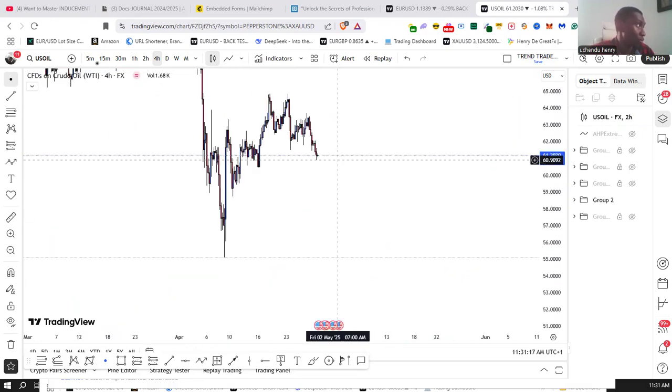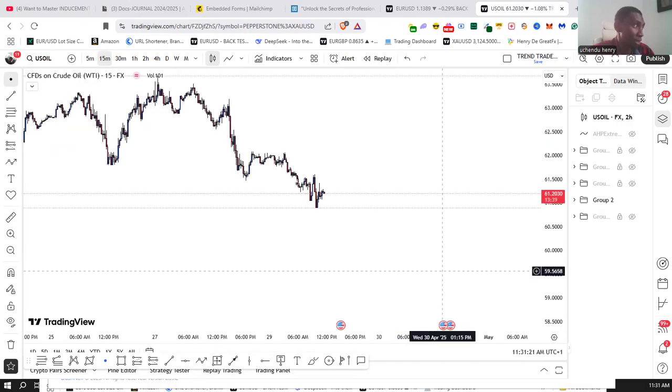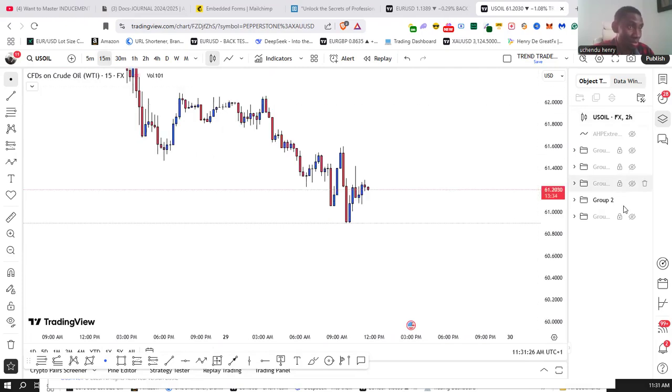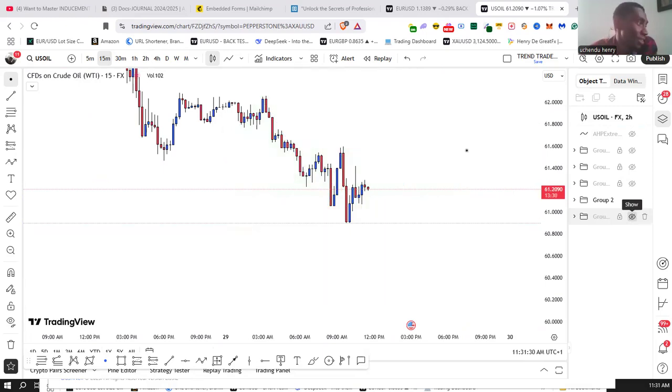Let's see how our little pattern is developing to see if we have a valid entry. You can see nothing at the moment. So you just have to wait it out and see how it plays out.